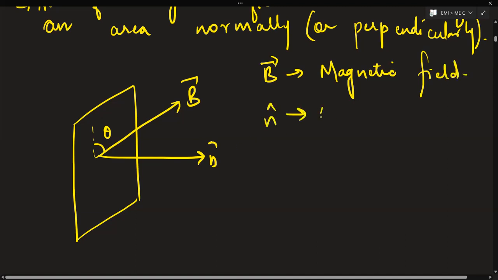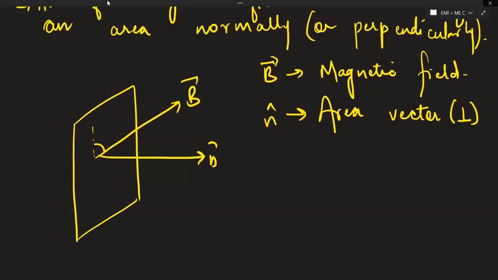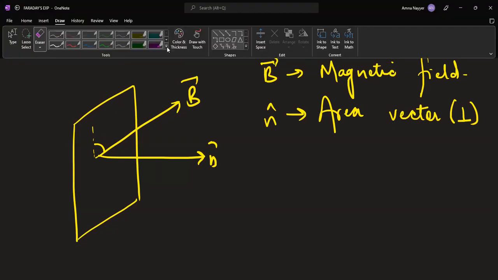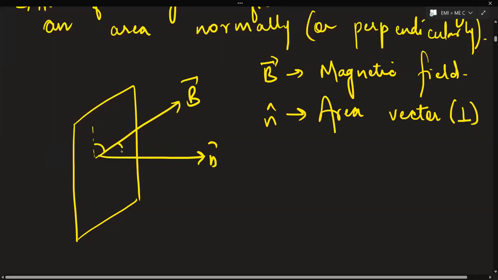N cap is the area vector. Area vector means any perpendicular drop to the plane of the sheet. Now, I don't want this theta that is given. That is some random angle the plane is making. I need this angle. This is theta.